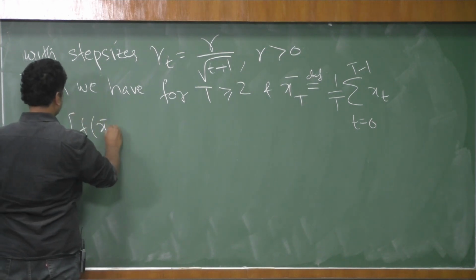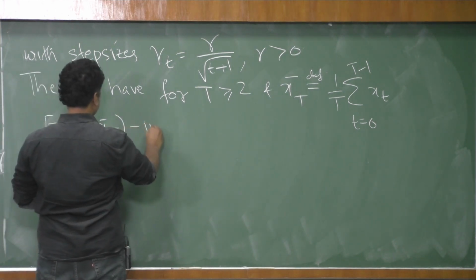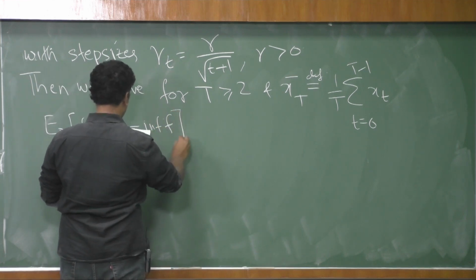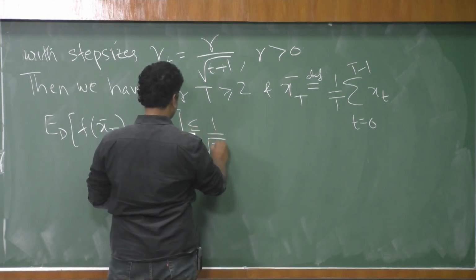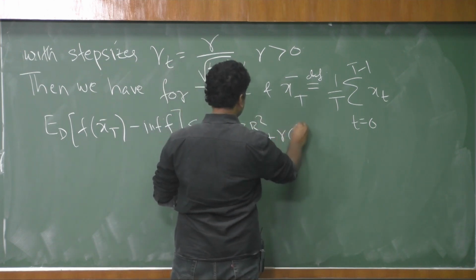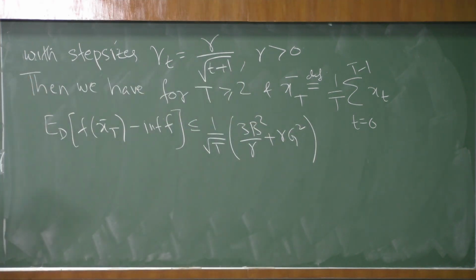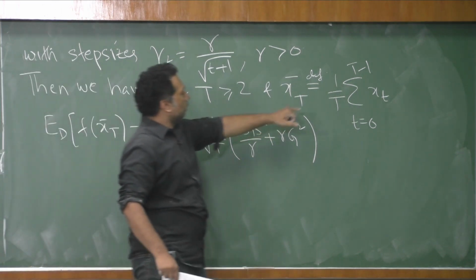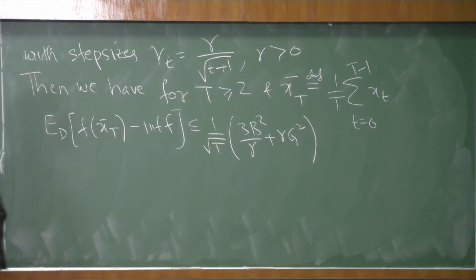So then we have f(x bar t) minus infimum of f is less than or equal to 1 by square root of t times (3b squared by gamma plus gamma g squared). So this is the main result we want to prove. Good thing about the average is that oscillatory stuff also kind of implicitly gets cancelled. Last iterate convergence results are usually more difficult to prove. Okay, so let us prove this.